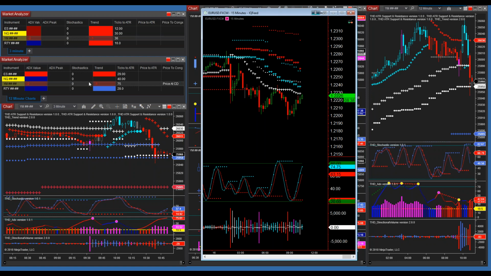Also see that on the Dow 3-minute chart, you're oversold. On the ADX, you've also been overextended on the stochastics. Again, this is where you have to wait, and this is the hard part about trading. It's one of the reasons that we've built the market analyzers, so you're not sitting here going, okay, I gotta wait.